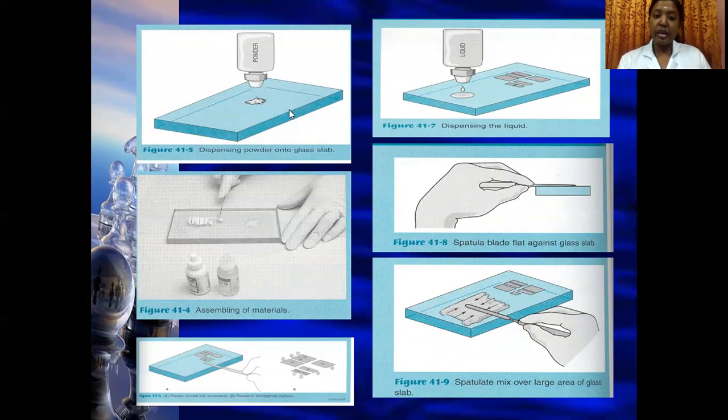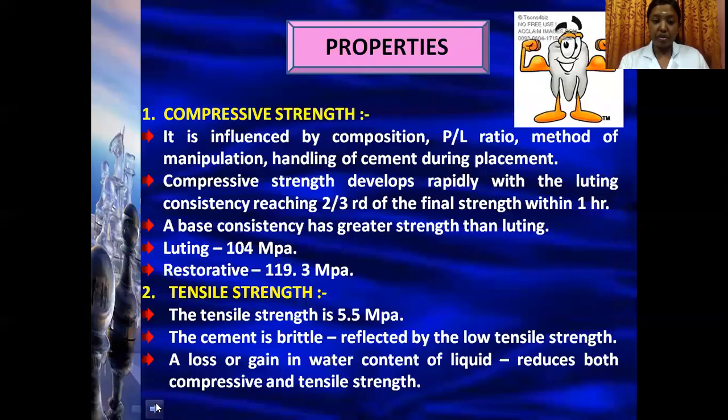The glass slab is cooled in a freezer or in a refrigerator. First dispense the powder, then dispense the liquid, and you divide the powder into 6 or 7 equal increments. The spatula must be held flat on the surface of the glass slab while mixing, and each increment is mixed as usual in a circular motion in a wide area on the glass slab. So whatever the consistency, luting or restorative, the mixing is completed.